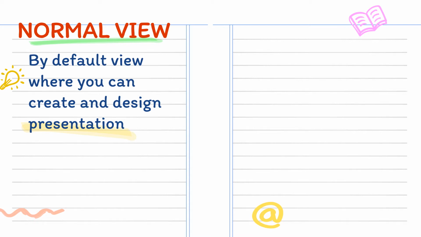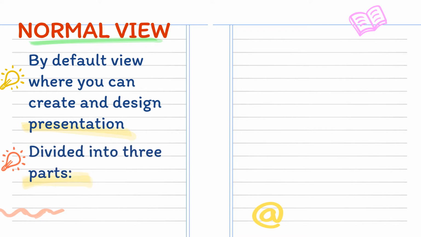We insert the text, we insert images, audios, videos, whatever you want to insert on a slide, and whatever animations you want to add, or you can add the transitions. All the effects that you want to create in a presentation are created in this normal view.